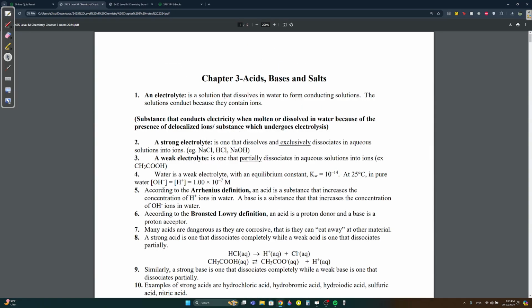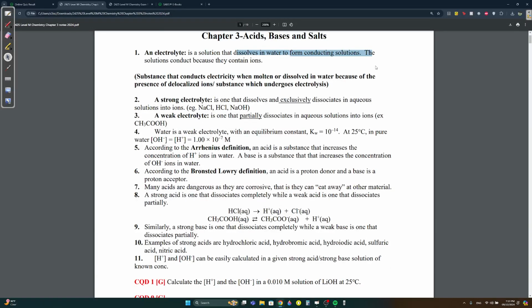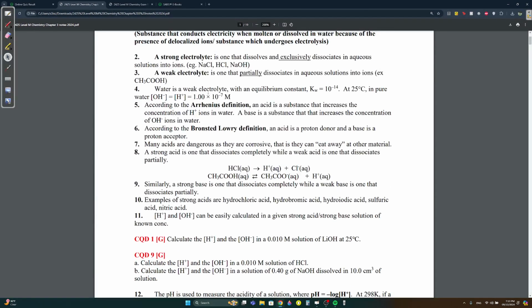Okay, you need to first know, we know electrolytes are solutions that dissolve in water to form conducting solutions, right? A substance that conducts electricity when molten or dissolved in water because of the presence of delocalized ions, which undergoes electrolysis. That is what an electrolyte is. Okay, you have strong and weak. Electrolytes can be strong or weak.